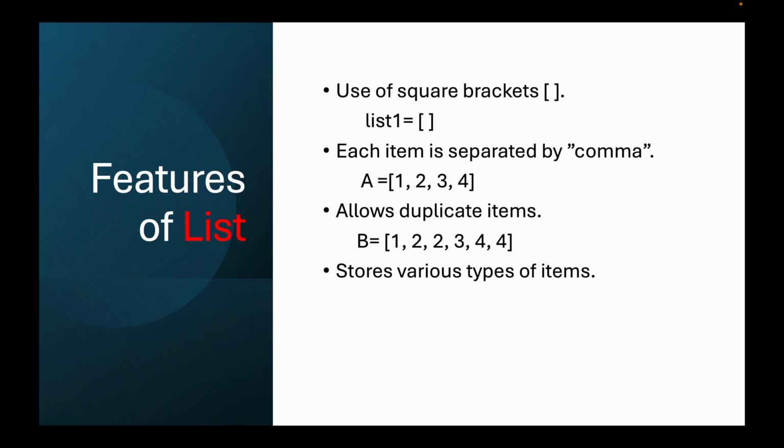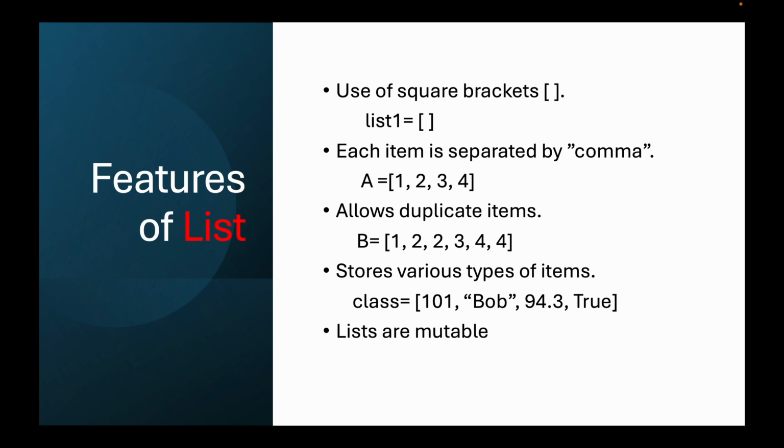Similarly, list can store different types of data items. So in the class list we have integer, string type, floating point and boolean type of data. And lists are mutable. That means once we create the list we can change the value of the list. Now let's go and practice all these things in our Python code.